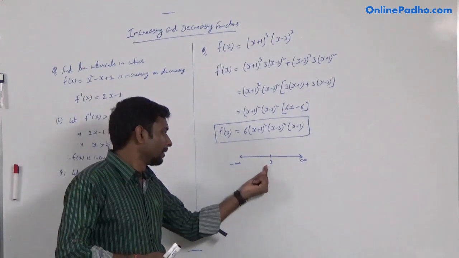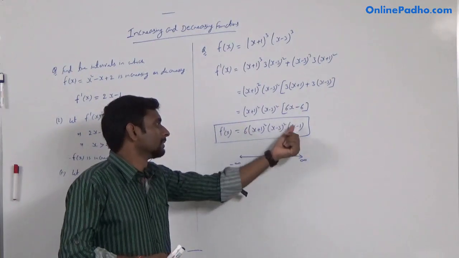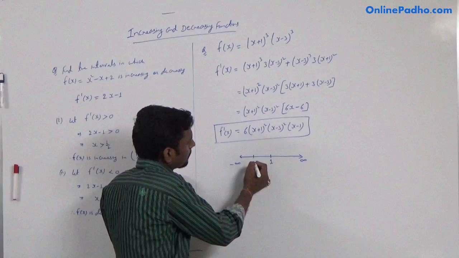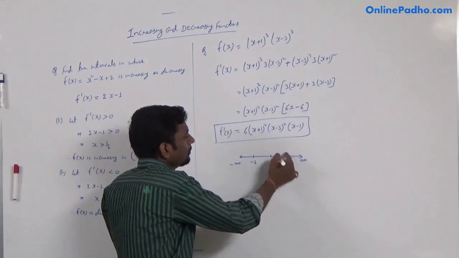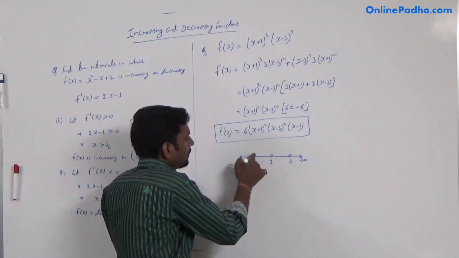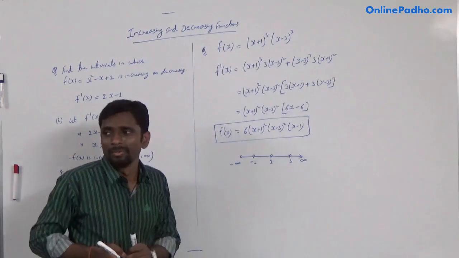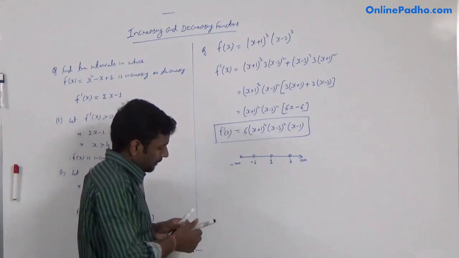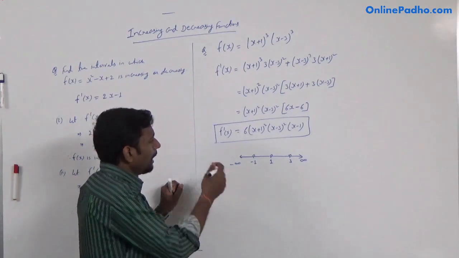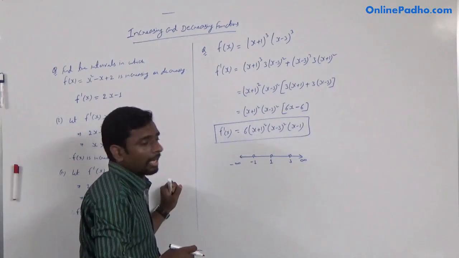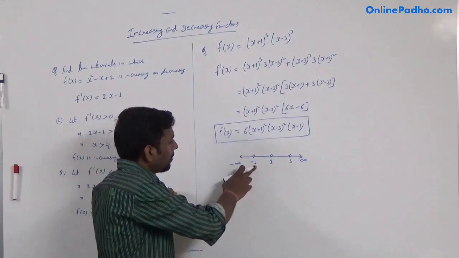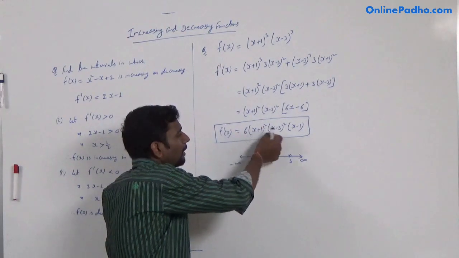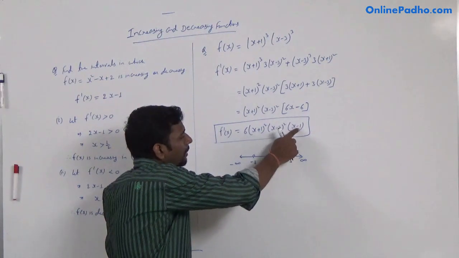Now you can check the value by putting a value less than 1. When x plus 1 equals 0, x equals minus 1, and when x minus 3 equals 0, x equals 3. At these three points f dash x equals 0, so we cannot consider exactly minus 1, 1 or 3. Now put any one value less than minus 1 and check the negativity or positivity. If we put minus 2, then minus 2 plus 1 gives a square which is positive, and minus 2 minus 1 becomes minus 3, a negative value.